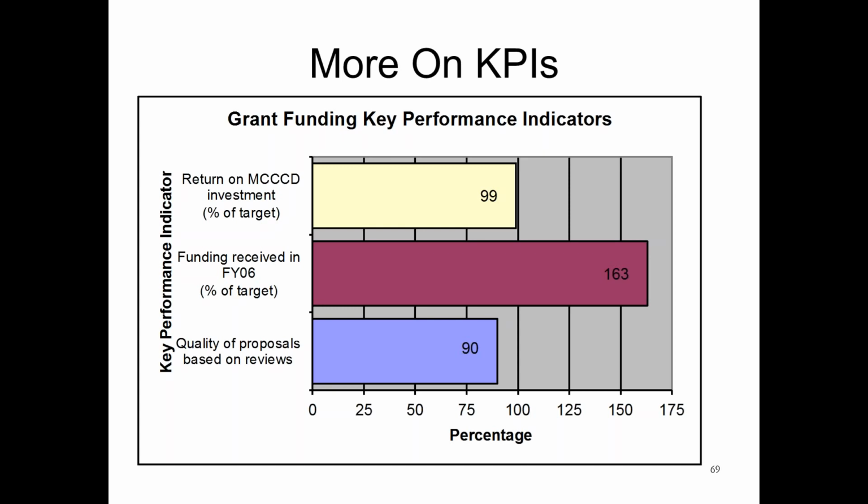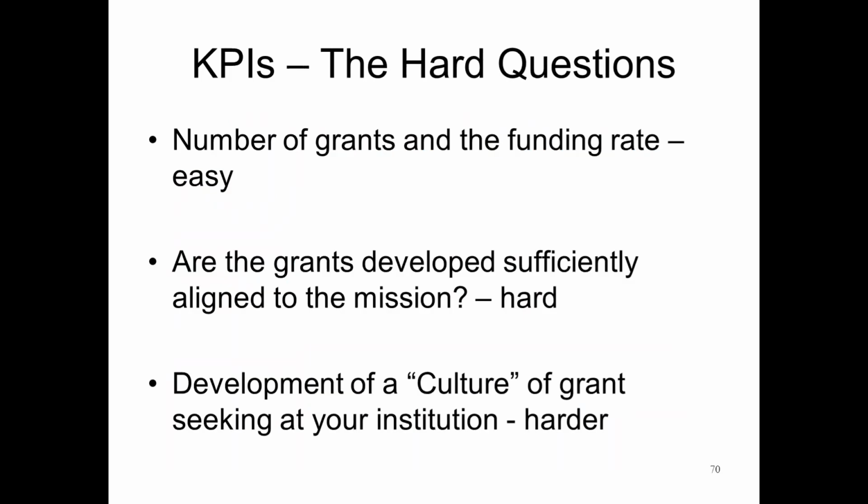quality of proposals based on reviews. We looked at the scores, the excellence, the very goods, and we made a judgment call on quality. We felt we could do better, but we also felt we were doing pretty good with it, so we gave ourselves a 90% score there. This was something we tracked, and we tracked it over time. So that's what we looked at as a visual display for our dashboard.